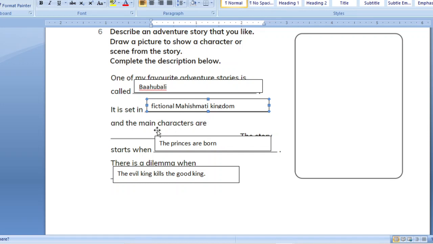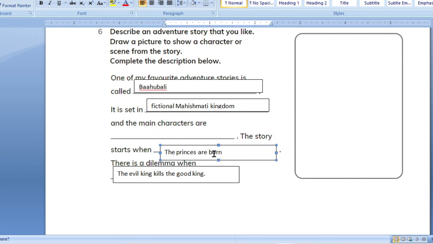The main characters are, who are the main characters? When we read the book or the story or the movie, then we know there is Amrendra Bahubali, Mahendra Bahubali, Devasena, all those people here, and the evil king and all that. When the story starts, when the princes are born. Princes in the sense not girls, but prince is boy.